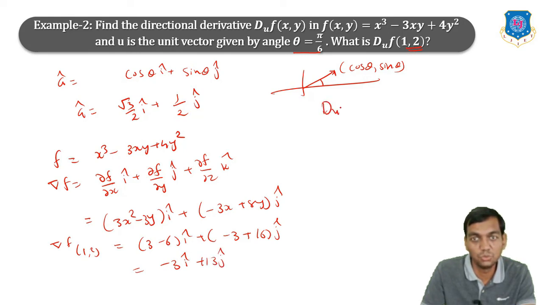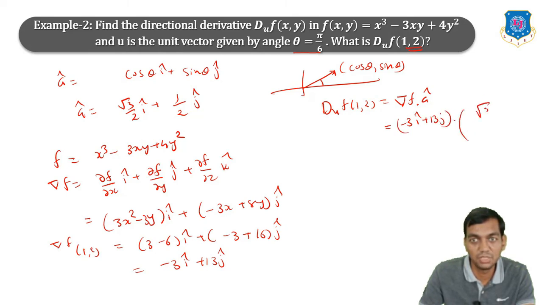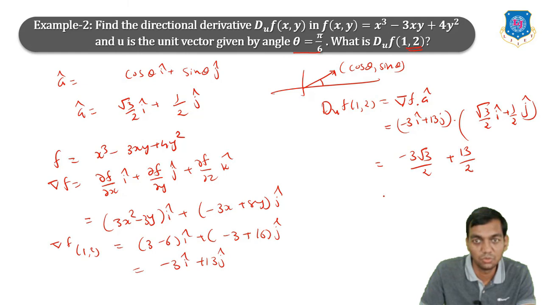So Du f of 1 comma 2, that is nothing but grad f dot a cap. Now grad f is minus 3i plus 13j, dot a cap which is root 3 by 2 i plus 1 by 2 j. So that is minus 3 root 3 by 2 plus 13 upon 2, and that will give you 13 minus 3 root 3 by 2. This one is the answer.